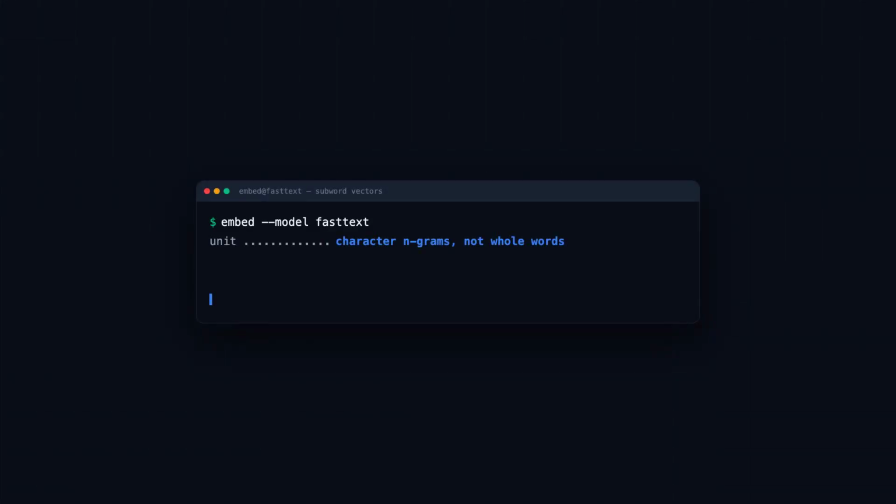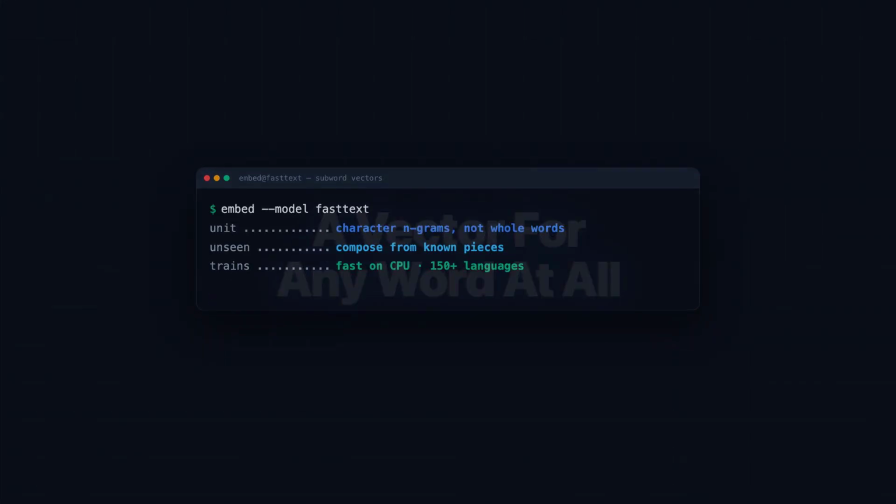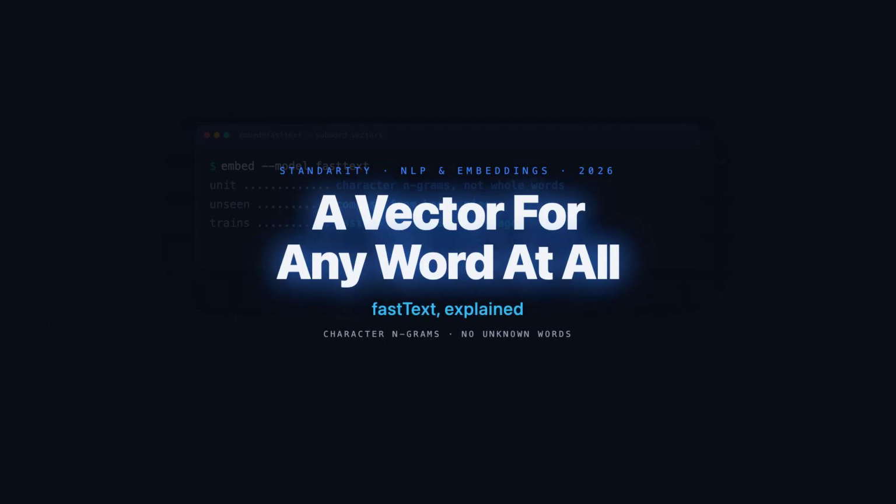Classic word embeddings share a stubborn blind spot. Show a model like GloVe a word it never saw in training, a typo, a brand new slang term, a rare inflection, and it simply shrugs because every word is an atomic token with its own fixed vector. Miss the word, miss the meaning.